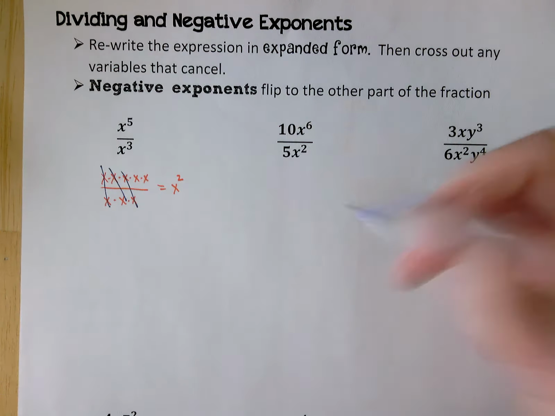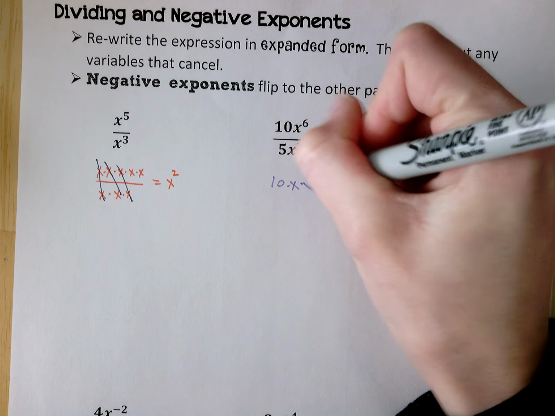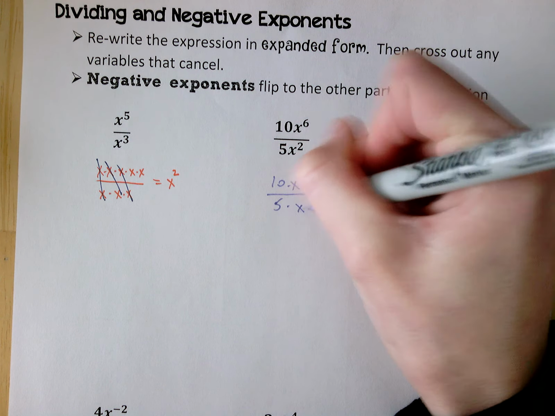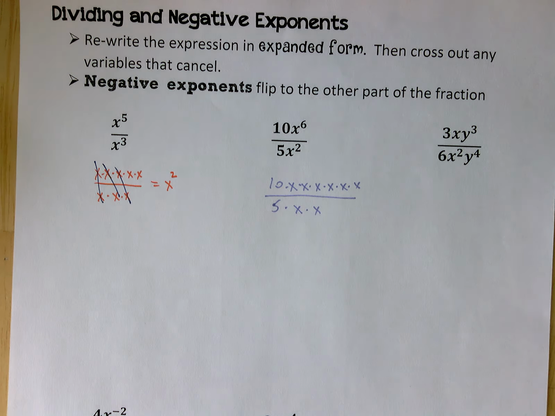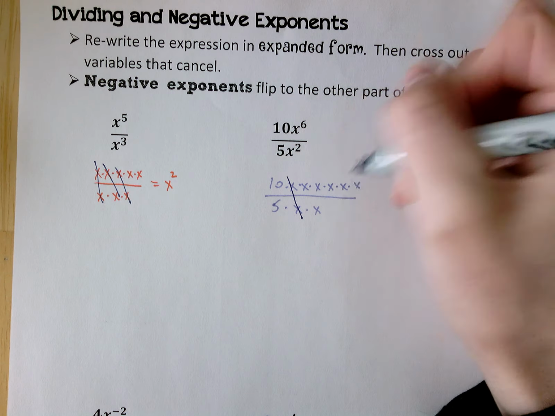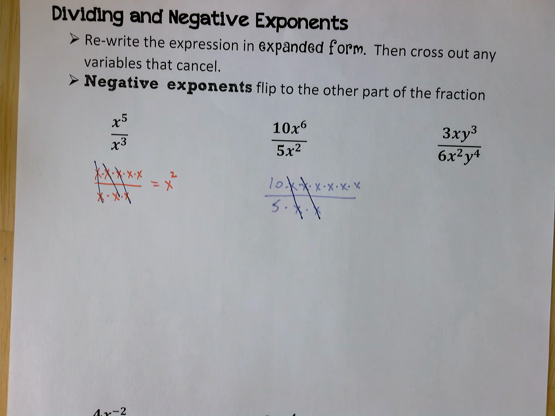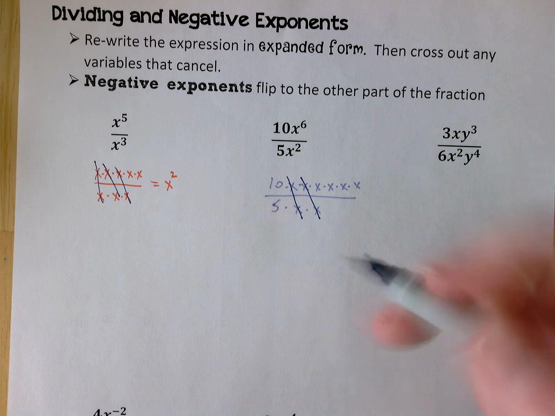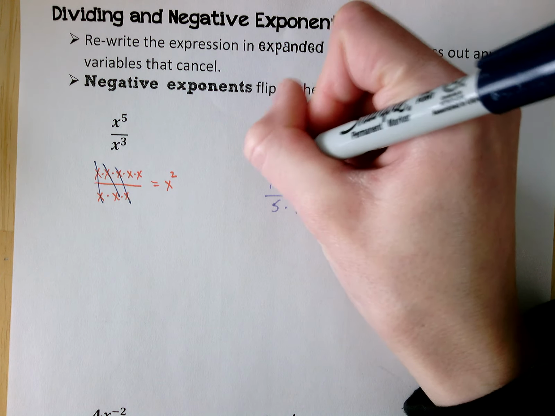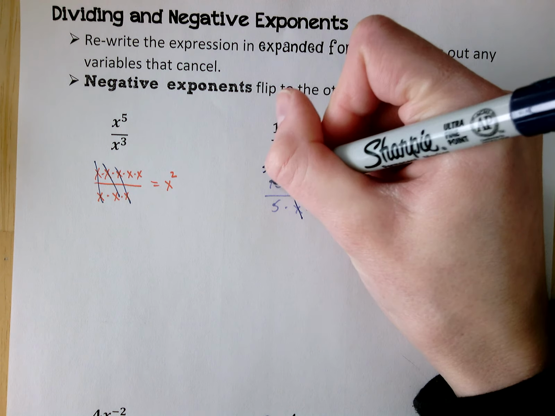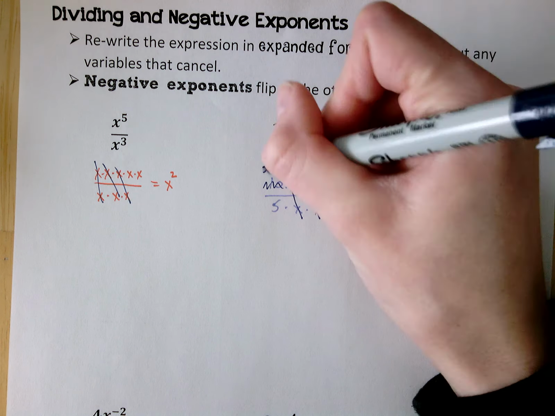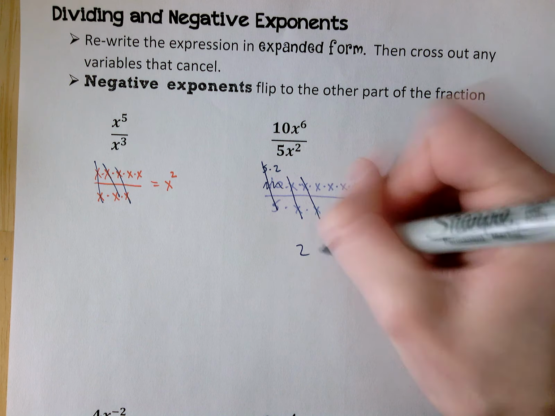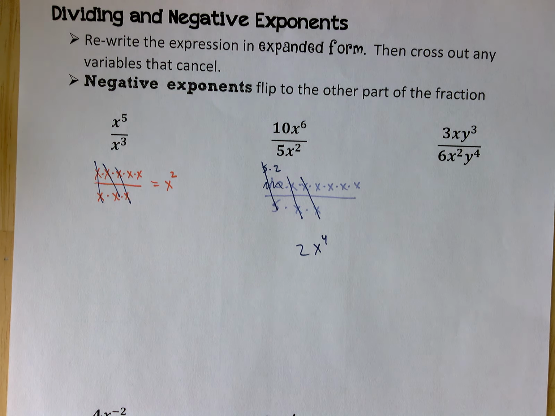So this one, I've got 10 and then 6 x's over a 5 and 2 x's. So here's what I can do. I can cancel these x's and I can cancel those x's. And then the 10 over 5, just simplify that like a normal fraction. If you want to, you can rewrite the 10 as 5 times 2 and then say, oh, look, the 5's cancel out, right? And all I'm left with is a 2 and 4 x's, so 2x to the 4th. And that's my answer.